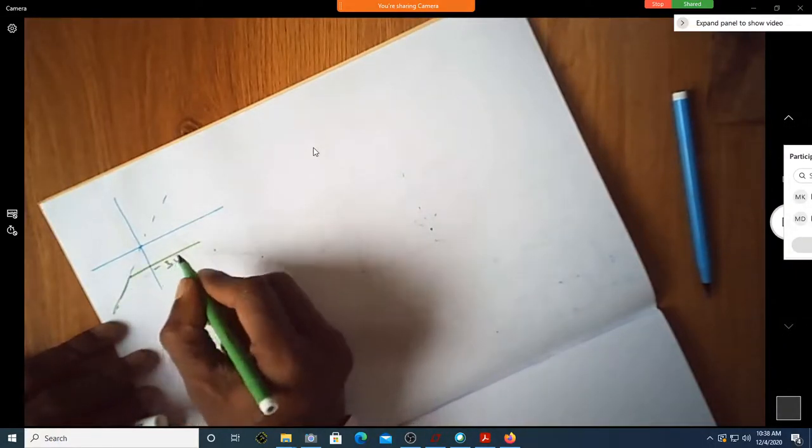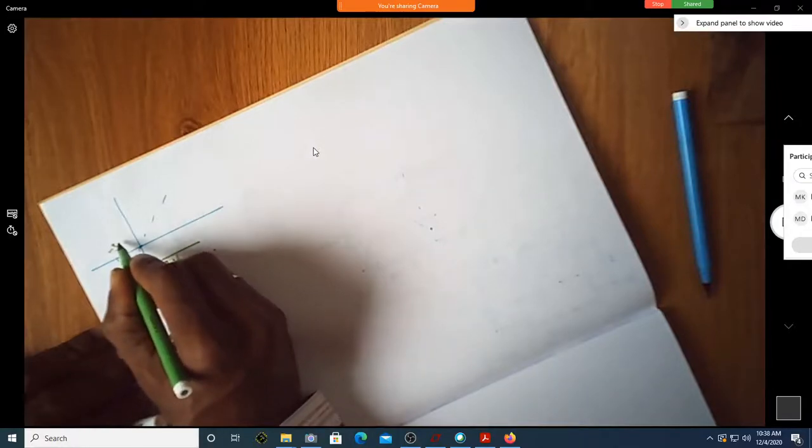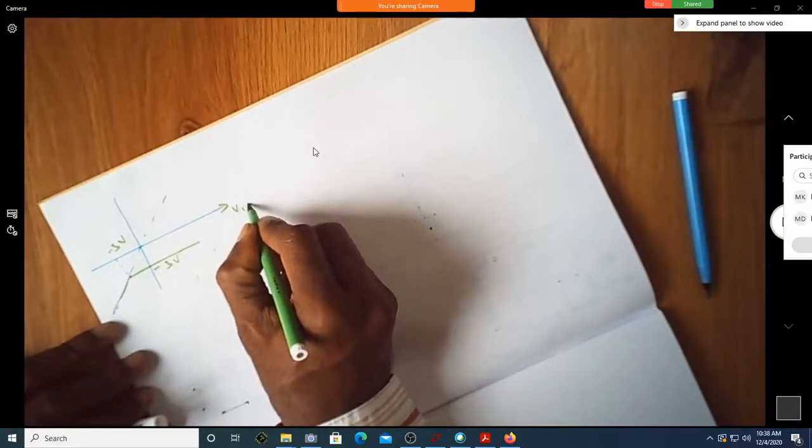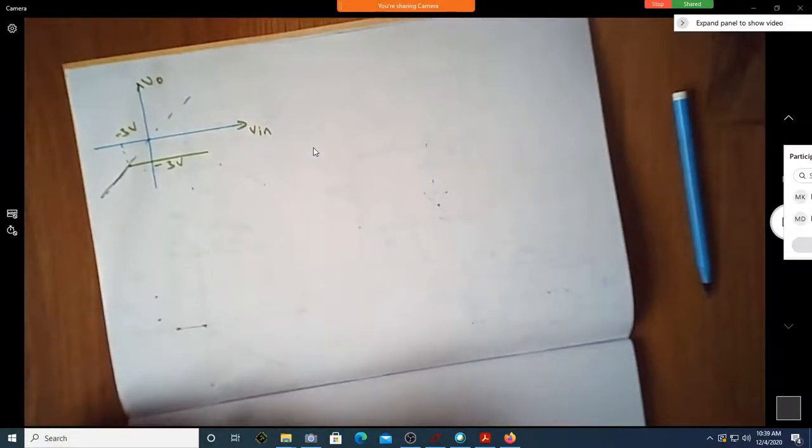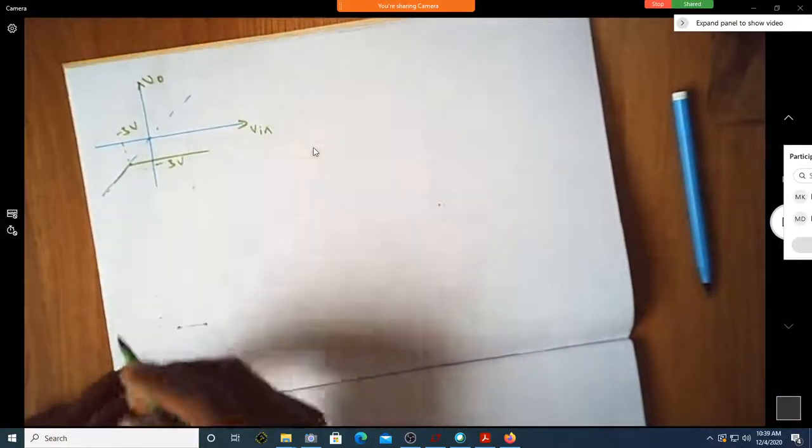This is -3, this is now -3 volt. On the x-axis you have the input. This is V naught. This is of slope 1.